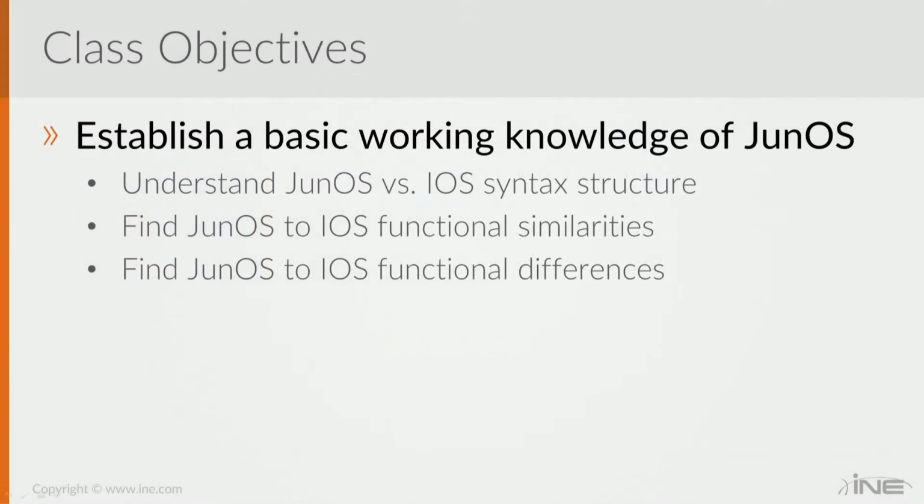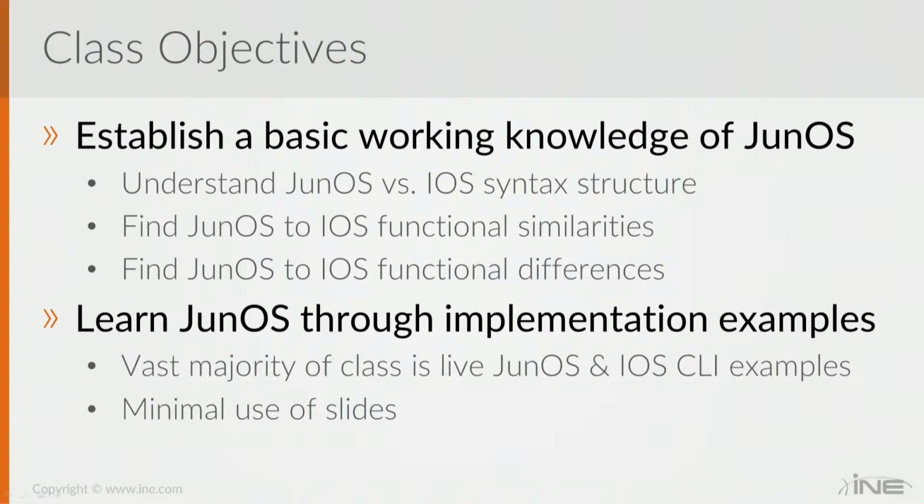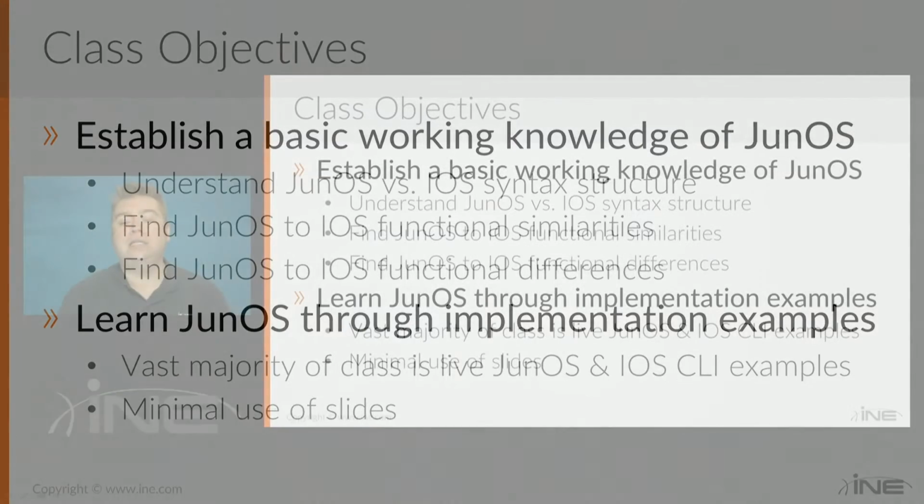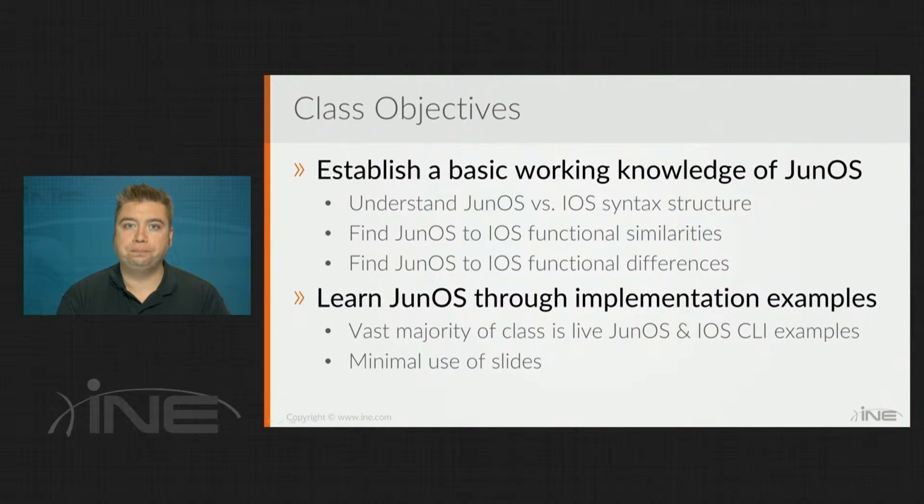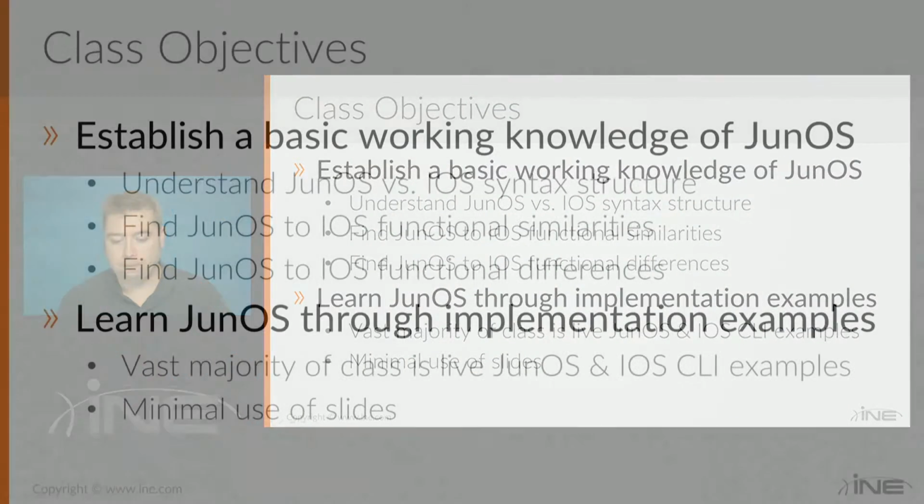We want to make sure that when you come out of the class, you have a basic understanding of the syntax structure differences between JunOS and IOS. You know some of the differences between them and also some of the similarities, so that you can immediately start either supporting networks that are using JunOS or doing new implementations. So the main focus is going to be learning JunOS through implementation examples. Beyond this, there are not going to be tons of slides in the class. Most of them are just going to be a baseline for syntax references that we're then going to be applying on the command line interface.